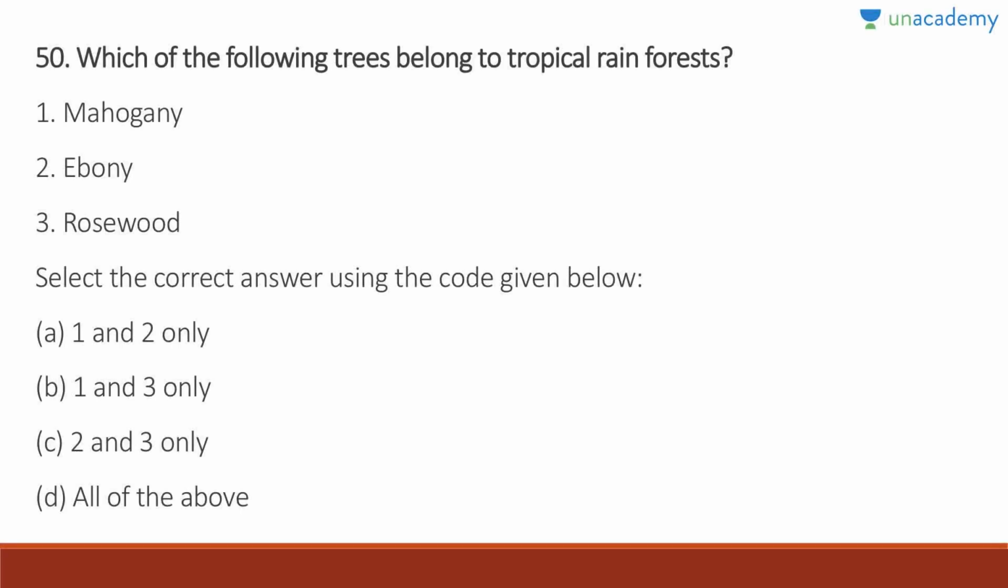Question number 50. Which of the following trees belong to the tropical rainforests? So here the answer is all of these above: mahogany, ebony, rosewood. All of them belong to the tropical rainforest. So answer here is D, all of the above.